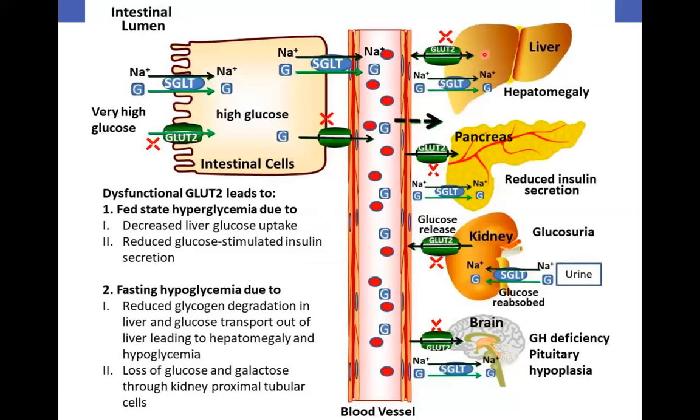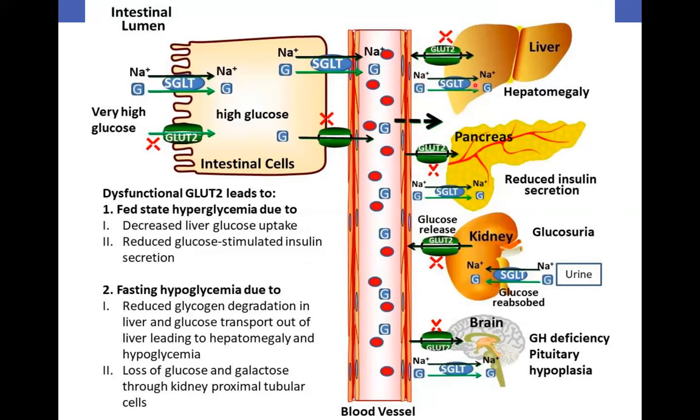What I want you to notice is that my liver has an SGLT, right? Which I told you was an active transporter of glucose. And so what's happening is that glucose can enter into my liver. It can enter into my hepatocytes.